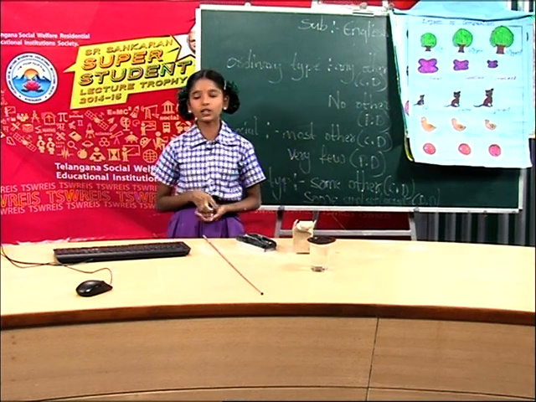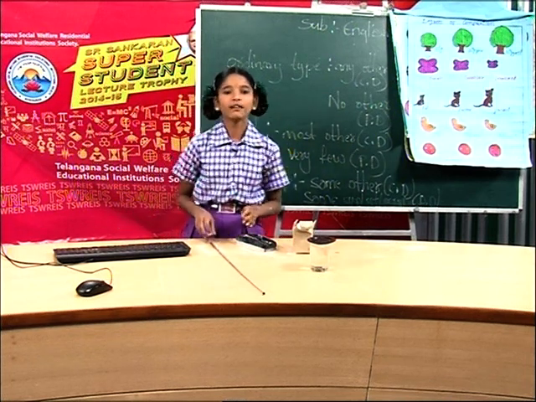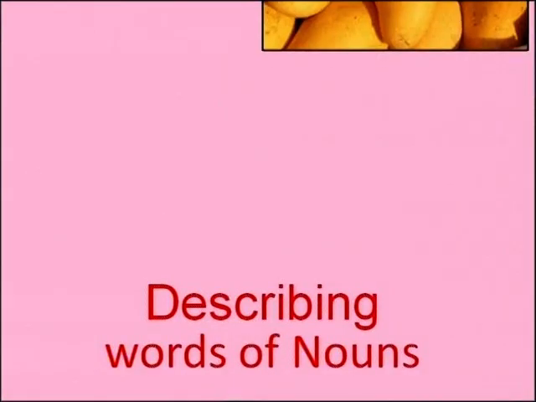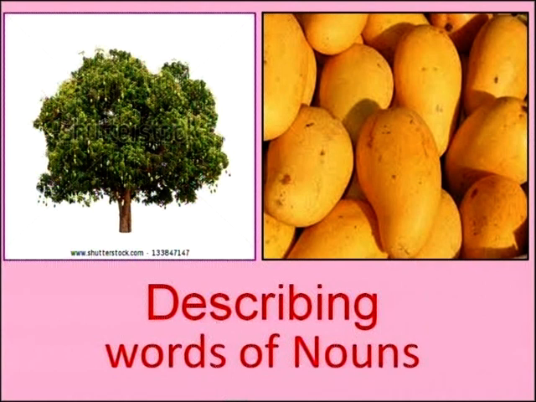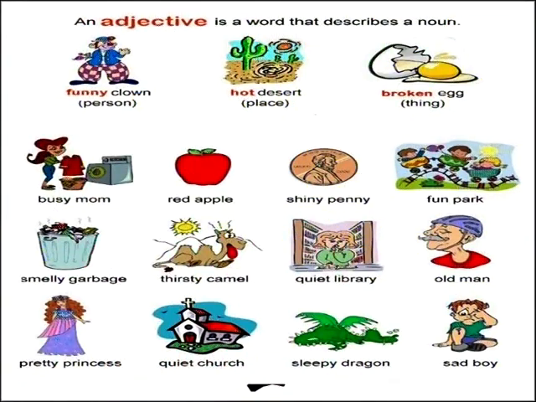Now we are going to do some activities. For describing words. What are describing words? Yes, mangoes are very sweet and this tree is big. These are describing words. Now an adjective is a word that describes a noun. Here funny clown. What is the adjective, friends? Yes, funny is the adjective. It qualifies the noun. That's why it is an adjective.